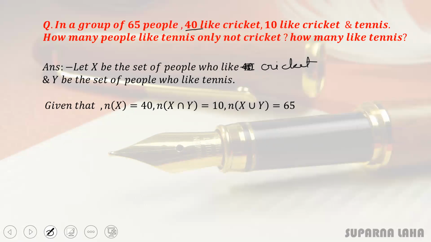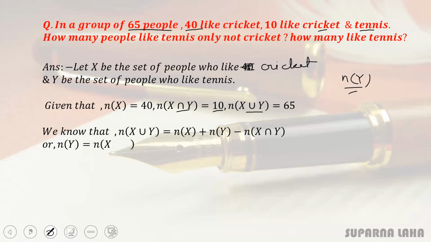The number of people who like cricket and tennis both, that is their intersection, is given, and the total number of people, that is the union, is given. You need to find how many people like tennis only, not cricket. First of all, let us find the number of elements in Y, that means how many people like tennis. So here is the formula. Just put the values. So 35 people like tennis.